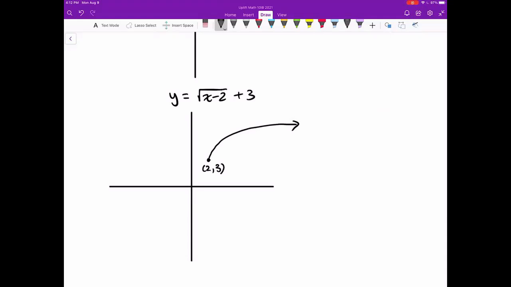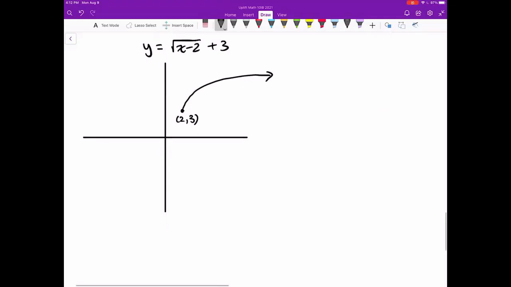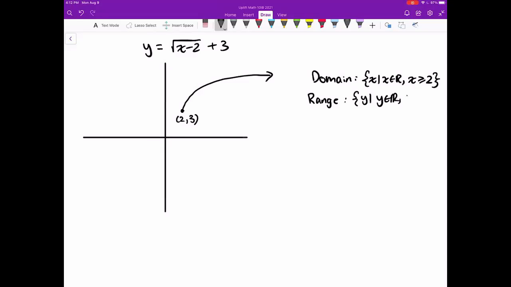So here we can see that there's a restriction on both domain and range. For the domain, the x value is every value, so x is an element of the reals, but x is greater or equal to 2. And for the range, it is y, where y is an element of the reals, and y is greater or equal to 3.